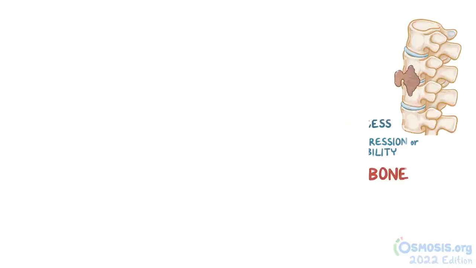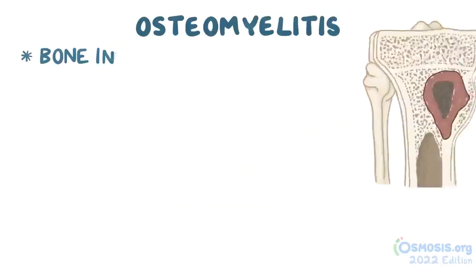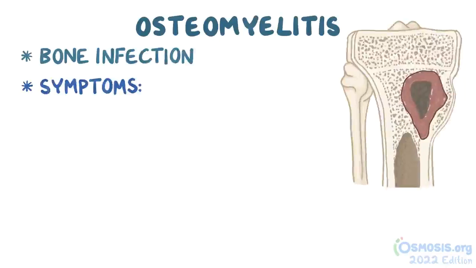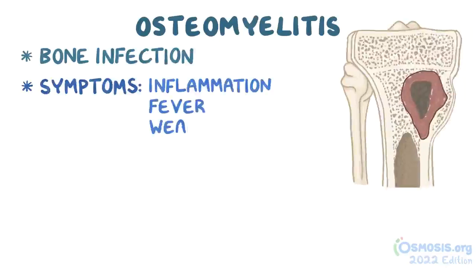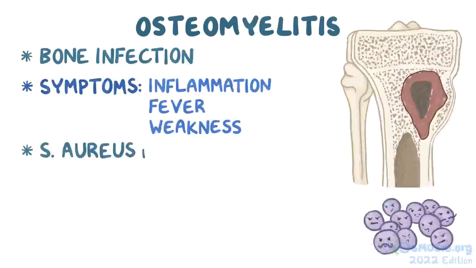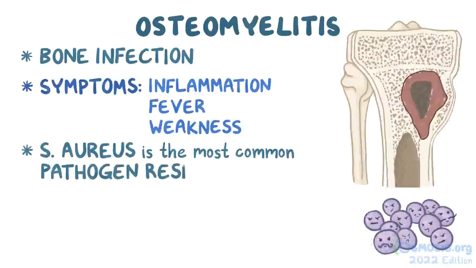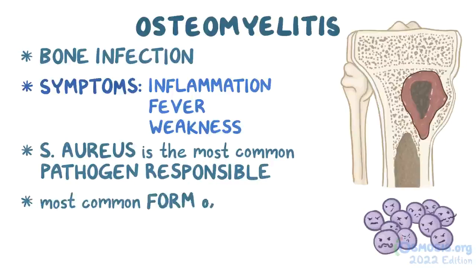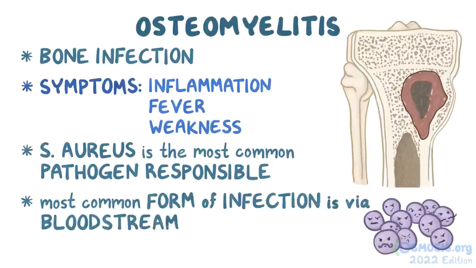Alright, as a quick recap. Osteomyelitis is a bone infection, in which the symptoms are inflammation, fever, and weakness. Staphylococcus aureus is the most common pathogen responsible for osteomyelitis, and the most common form of infection is through the bloodstream.